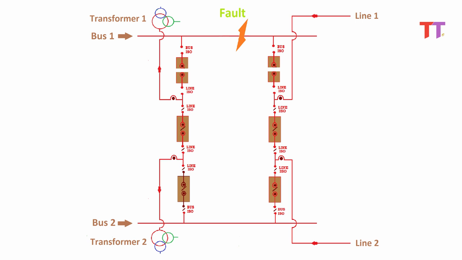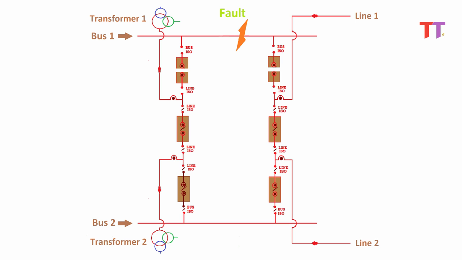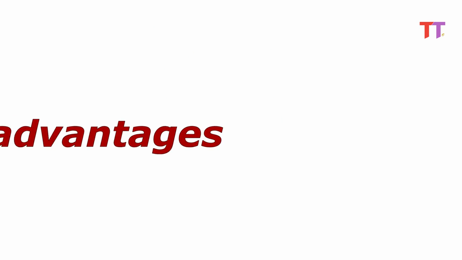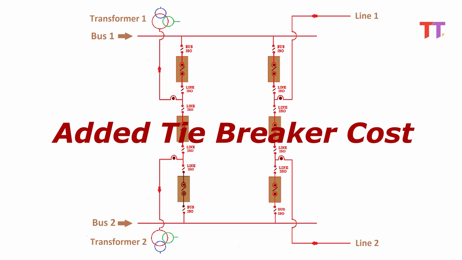Now consider fault conditions. In case of fault on bus 1, complete load gets shifted on bus 2. And in case of fault on bus 2, complete load gets shifted on bus 1, without any interruption. Advantages. As seen, there is no interruption at all in case of fault or failure of any one of the buses. Disadvantages. Capital cost is high since an additional tie breaker and associated isolators are required.